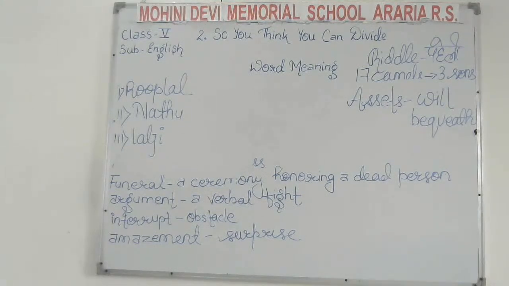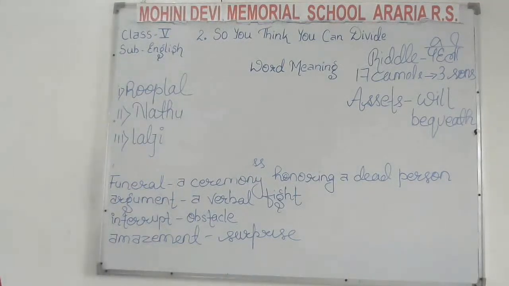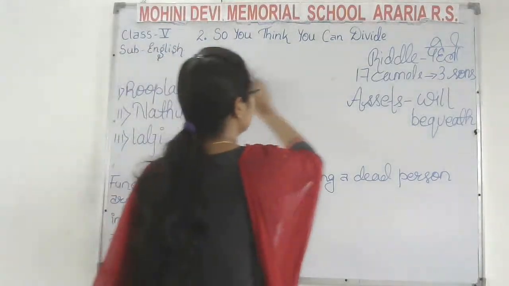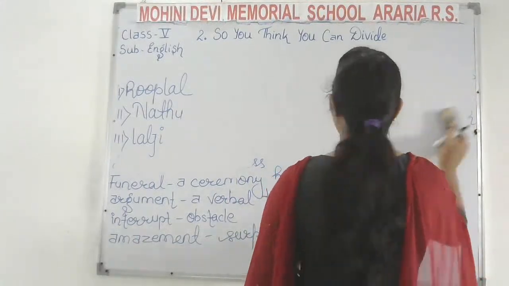Then Rooplal, the eldest boy, said, "Father wanted me to have half of the camels, but half of the 17 is 8.5." When the father passed away, his sons opened up the will. Will means sampatti or vasiyat, a legal document. The will of the father stated that the eldest son should get half of the camels.